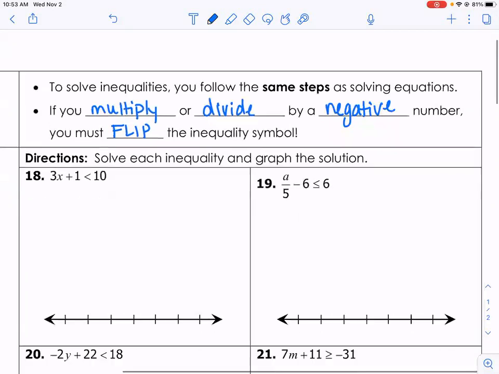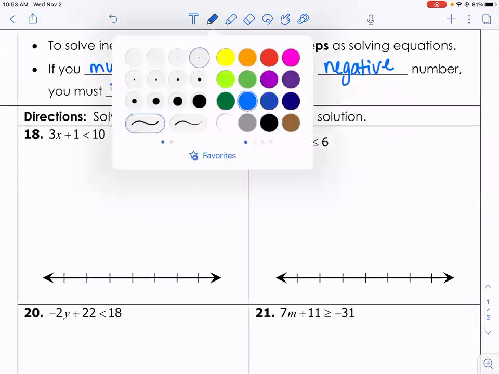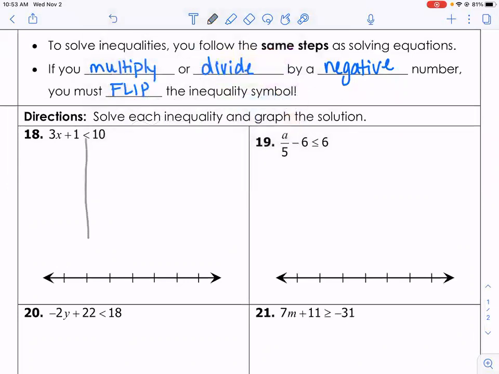You know, we're gonna do this a little different today. You and your elbow partner are gonna work through 18 and 19. Don't graph them, just work through the inequality part. Ready, set, go. See what we can do. Talk through it together.